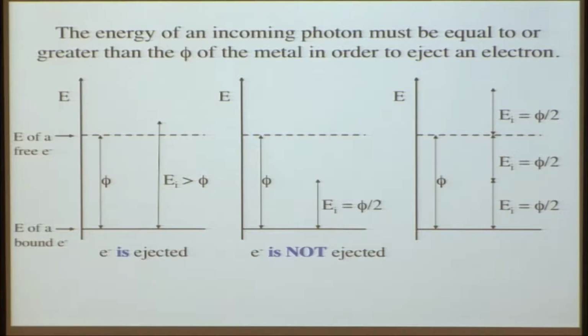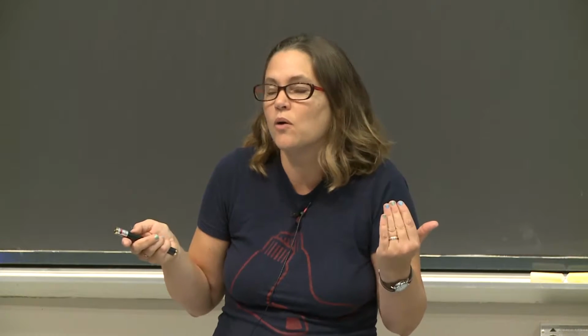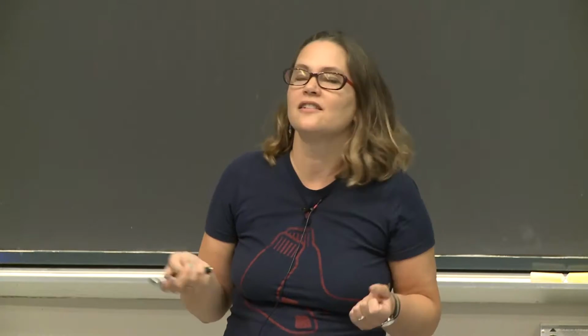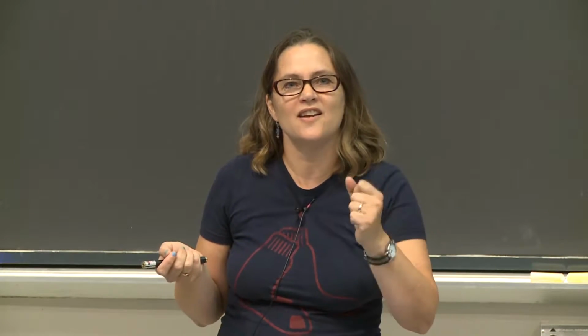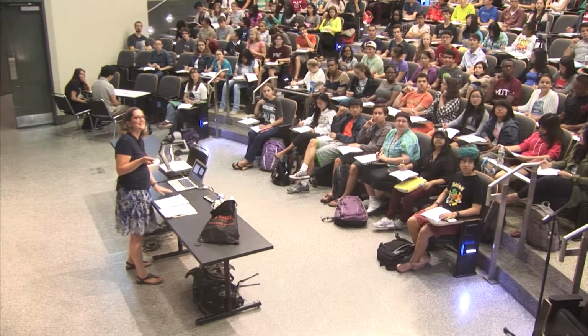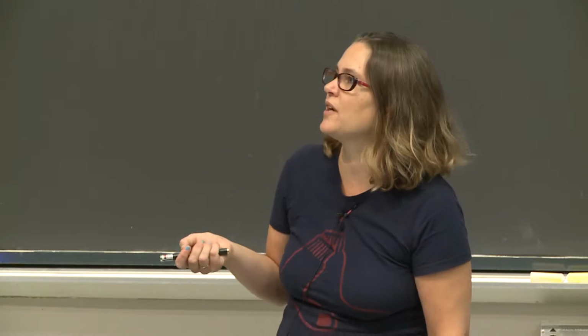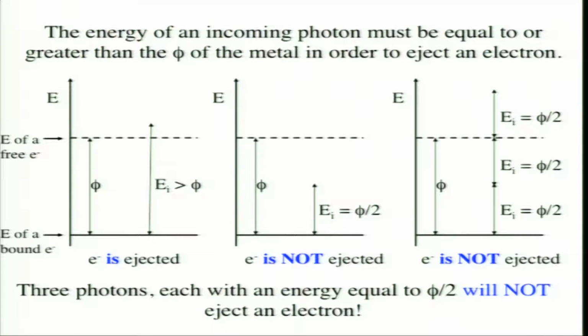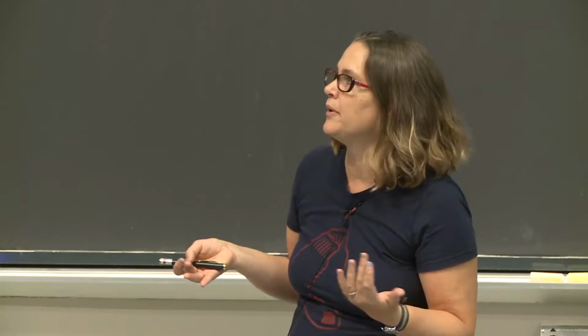Now, we have another scenario. We have 3 photons, each of which have half of the energy needed, half of that threshold energy. But you have 3 of them. So will an electron be ejected or not? Is not. Okay. So 3 photons that each have half the energy does not add up. You cannot add it. It will not eject an electron.